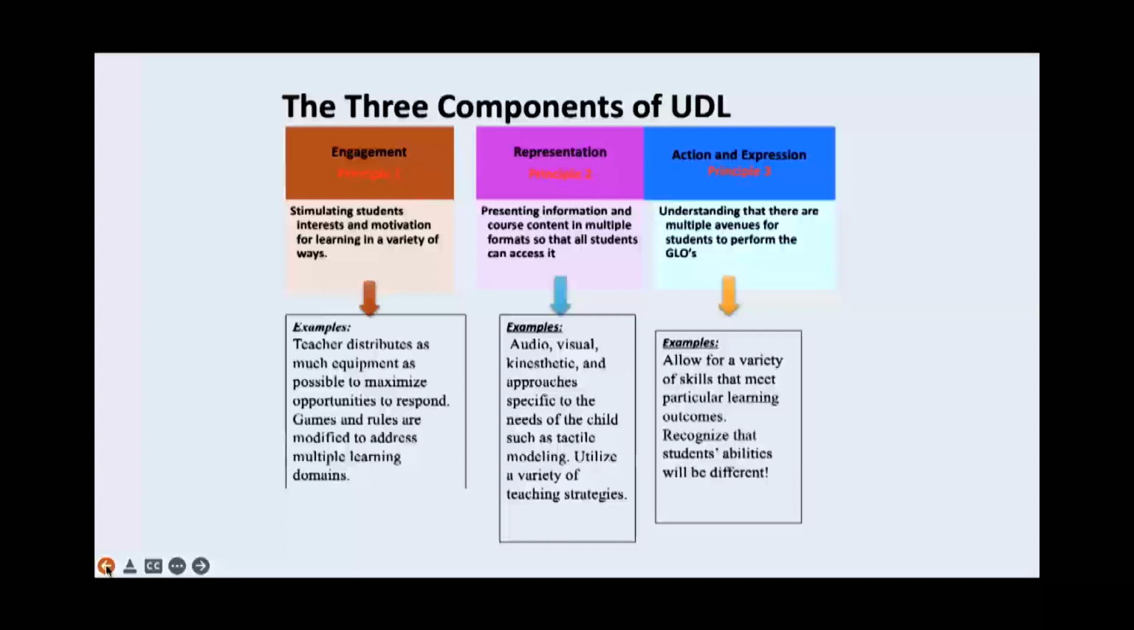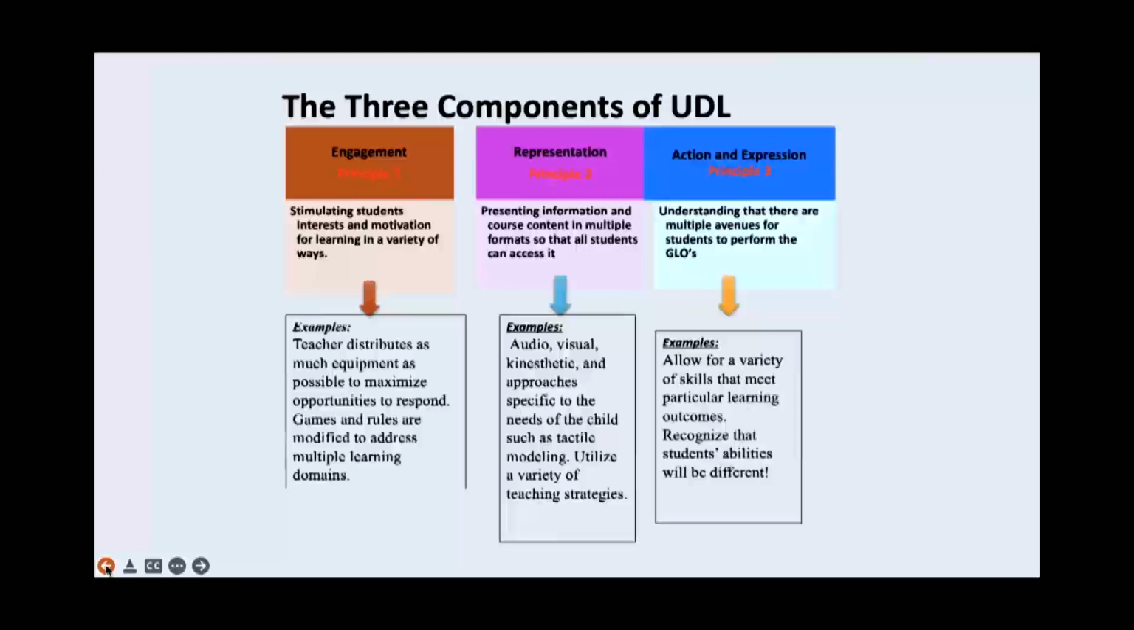And lastly, action and expression, which I think of as how are you going to assess what they know? How are they going to show you what they know? Understand that there are a lot of ways for students to perform their global learning objectives. So we're allowing for a variety of skills that meet particular learning outcomes. Do I have to always throw forward? Can I throw backward? Can I also utilize their answers on a computer or on a video as opposed to in the gym? Recognize that students' abilities are going to be different.